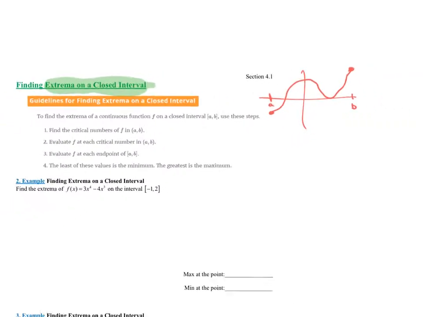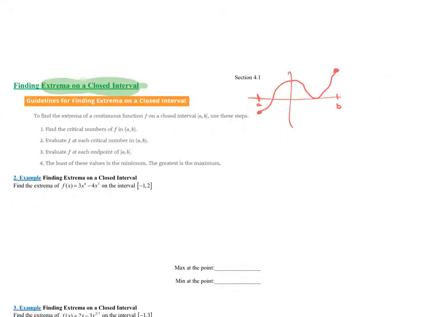So let's see what this says right here. Guidelines for finding extrema on closed intervals. To find extrema of a continuous function on a closed interval, it has to be continuous and it has to be a closed interval for this to work. What are you going to do? The first thing you're going to do is find the critical numbers. How do you do that? You find f prime of x equal to 0 or undefined. Then you're going to evaluate each critical number in the interval a, b, and then you're going to evaluate the endpoints. So step 1 is find those critical numbers.